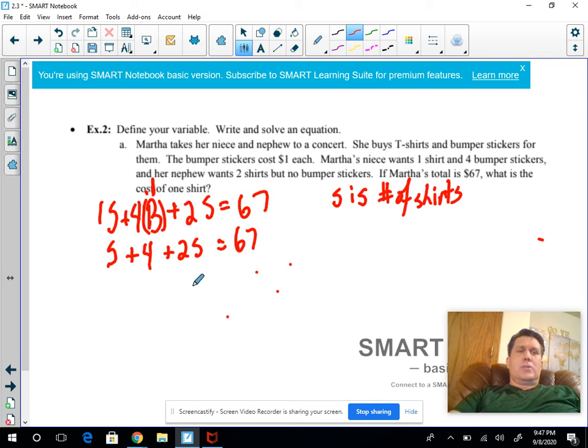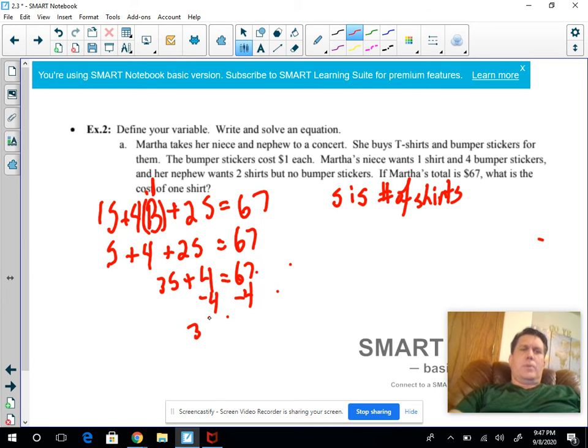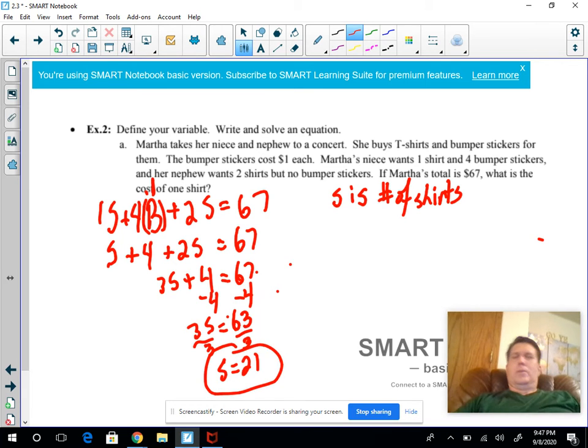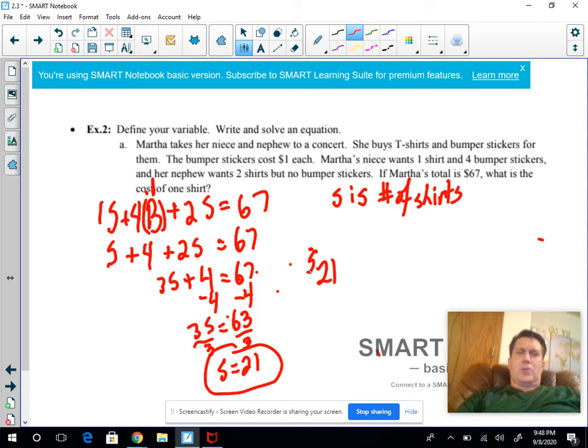Okay, so a shirt plus 2 shirts is 3 shirts plus 4 equals 67. Subtract 4, and 3 shirts equals 63. Divide by 3, and shirts equal 21. So that's $21 a shirt.